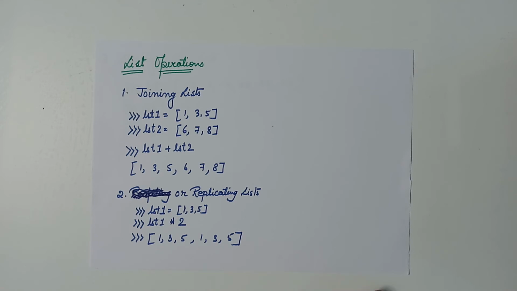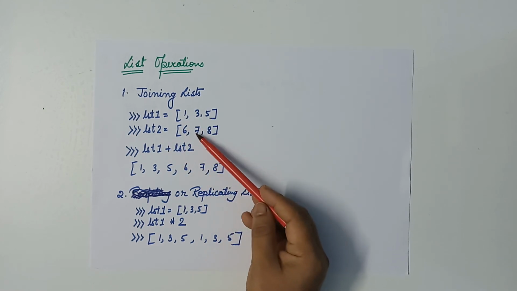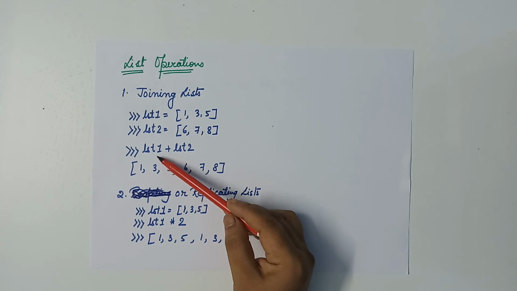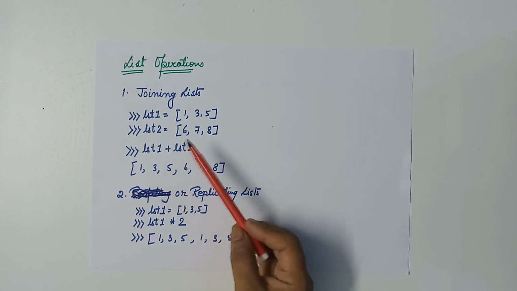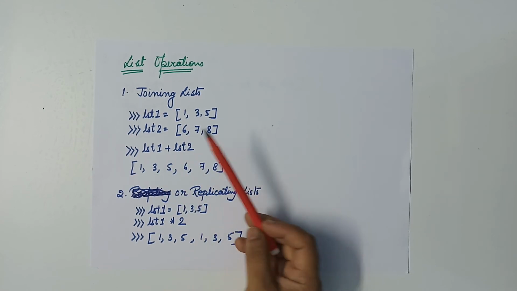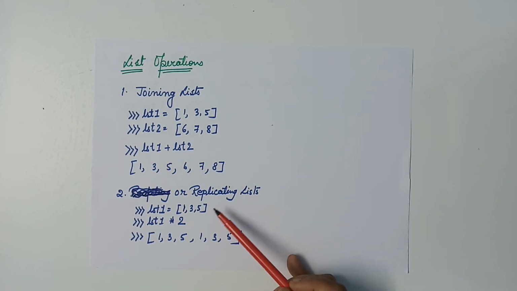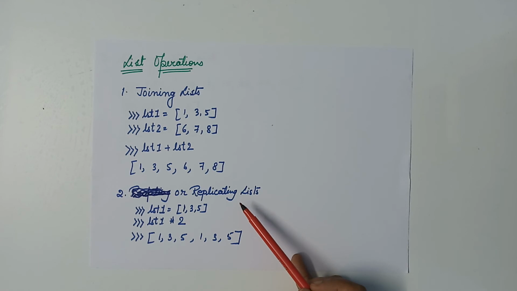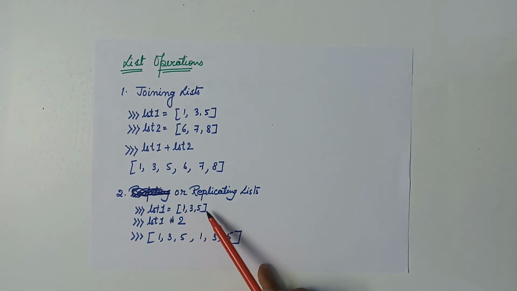First, let us see about joining lists. Here we have taken list 1, the contents are 1, 3, 5 and list 2, the contents are 6, 7, 8. Now we want to join them. So if we add list 1 with list 2, in this way the contents will be displayed. The plus operator we have already seen during the string operations. Now let us see how we can replicate the list. For this we have to use the asterisk sign. Here we have declared one list which contains 1, 3, 5. So if we write lst1 into 2, 1, 3, 5 will be repeated 2 times.